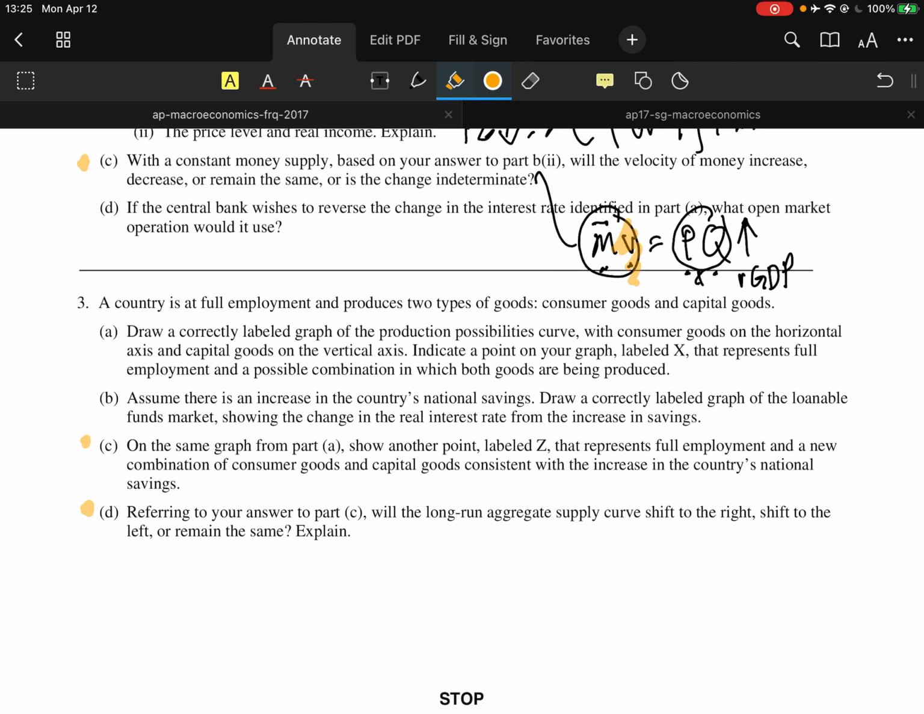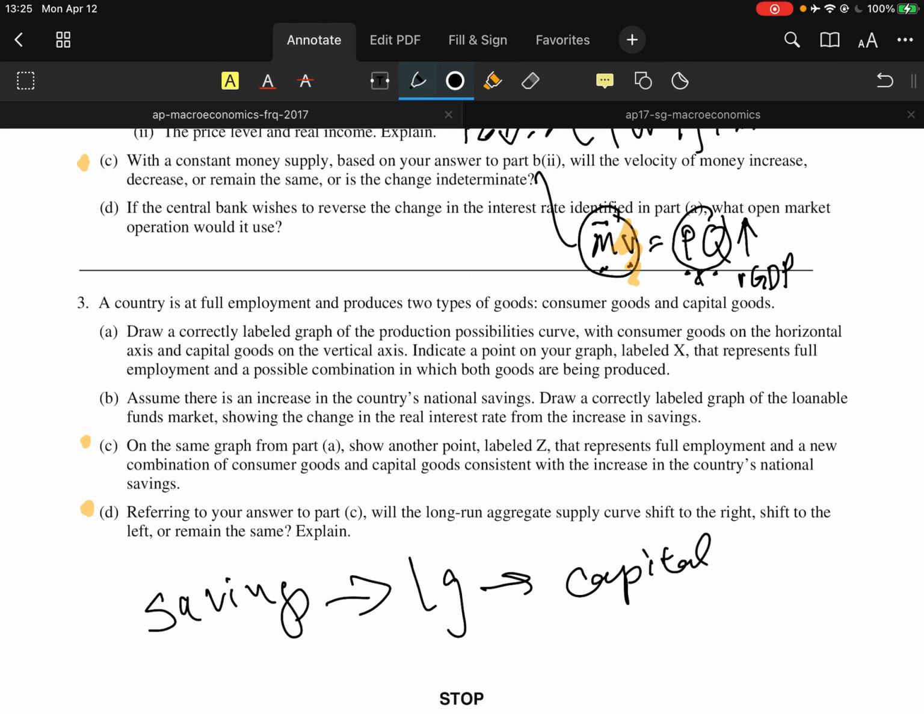So Z would go in a spot where now we have more savings, which means we have more investment. And if you remember the four-part flow chart, more savings means more IG, which means more capital formation. So this is more factories, this is more tools, this is more investment, and this gets us growth. So point Z will be to the left of point X, so closer to the vertical axis, the capital goods axis.